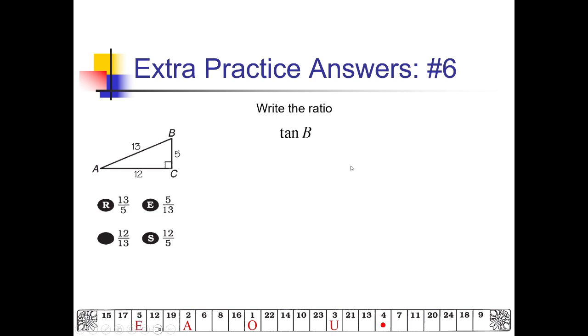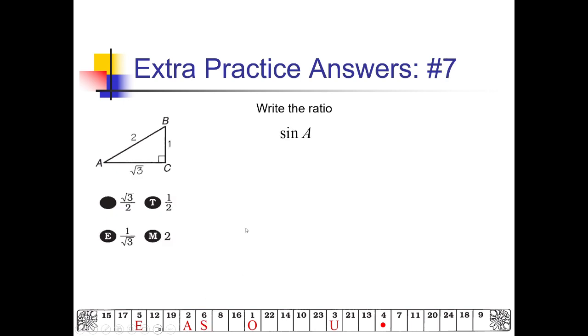And last but not least for this set, we have the tan of B, opposite over adjacent. So opposite side is 12. Adjacent side is 5. And it's okay that the numerator is bigger than the denominator when it comes to tangent. So that's going to be 12 over 5 is S. So that's going in spot 6.